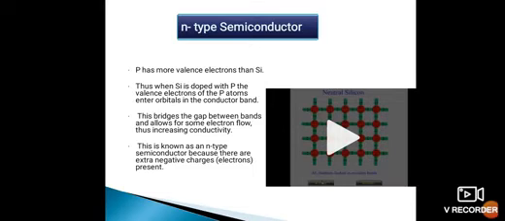So here you see, when silicon is doped with phosphorus, the valence electrons of the phosphorus atom enter orbitals in the conduction band. This bridges the gap between bands and allows some electrons to flow, thus increasing conductivity. This is known as N-type semiconductor because there are extra negative charges or electrons present. Phosphorus comes under the 15th group, so 5 valence electrons will be there, 4 will combine with the silicon's 4 valence electrons, but 1 will be extra, which will be a current carrier, thus increasing the conductivity. So they are known as N-type semiconductors.